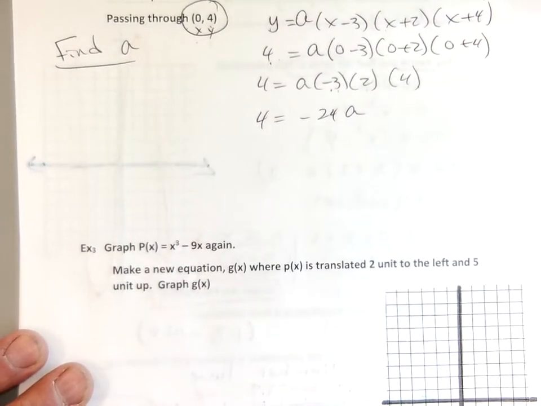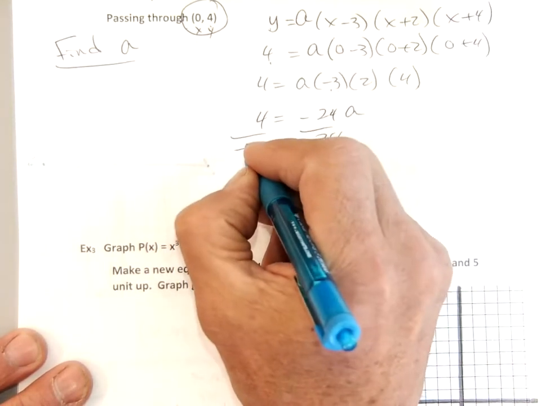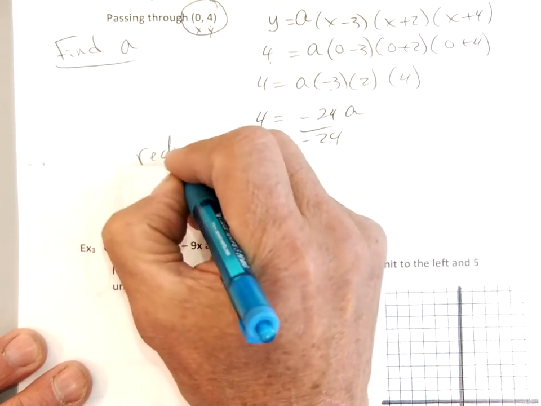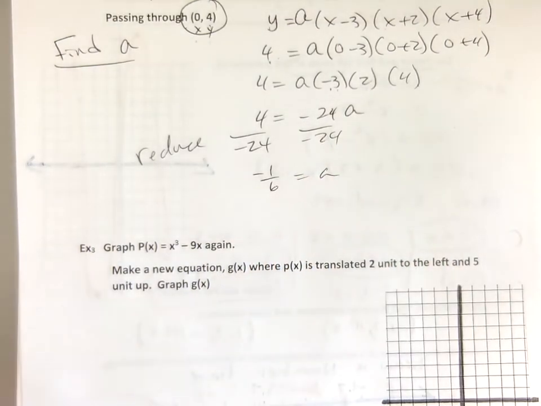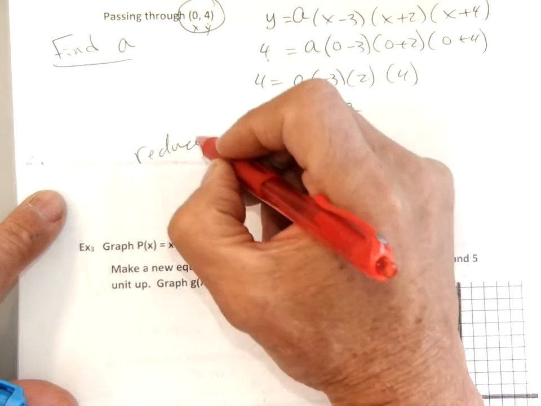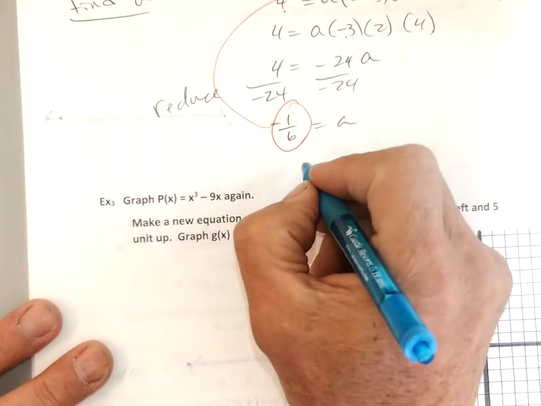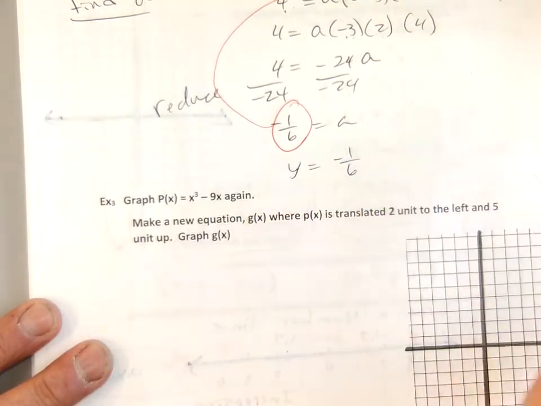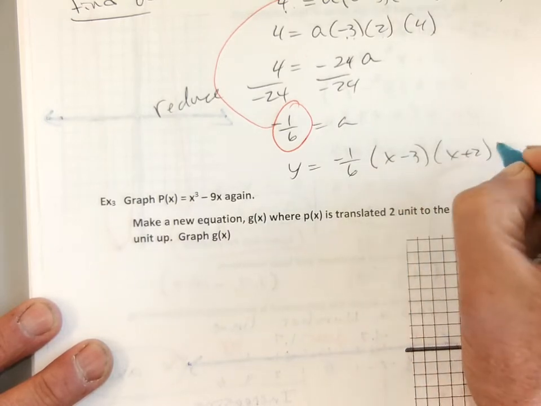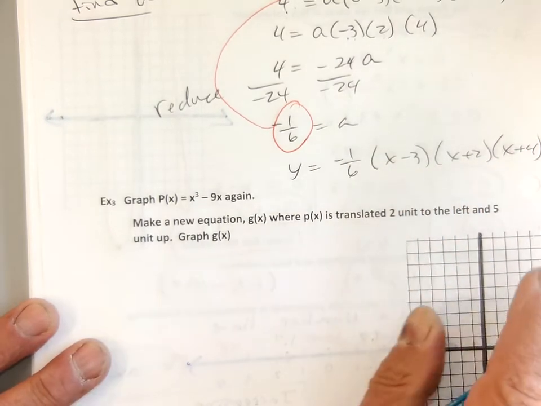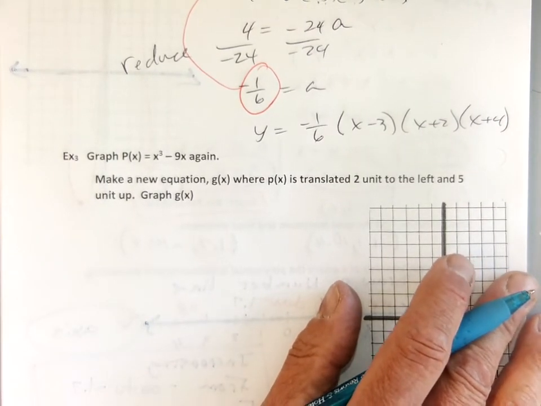We've done this before. You guys remember doing this before? Divide by negative 24. And if I reduce, I get negative 1/6 for the value of a. So now I've got the equation. I'm going to rewrite this as y equals negative 1/6 times (x minus 3)(x plus 2)(x plus 4). And that's all I have to do. We've done this before with much easier equations. We did this in chapter 2.